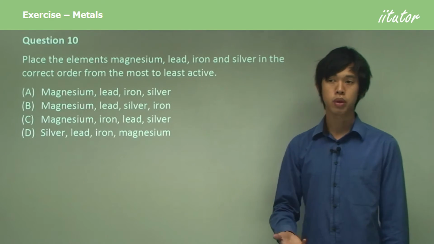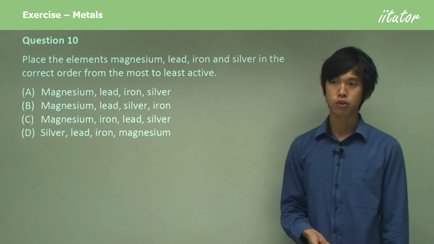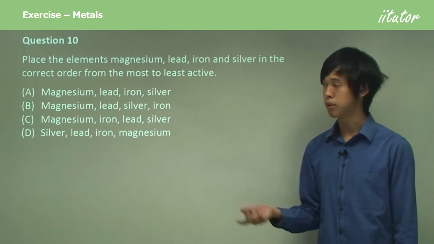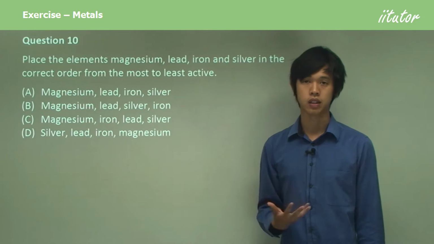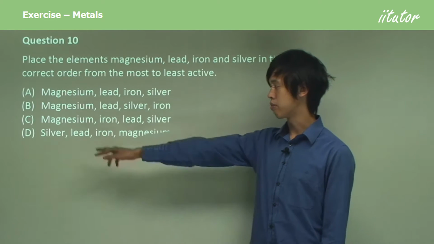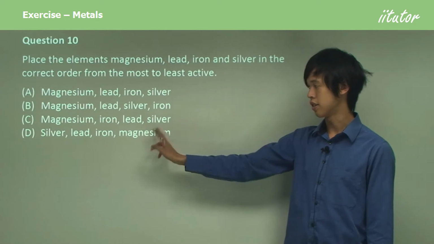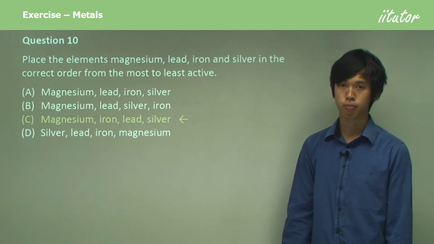Now, if we think about our water pipes, lead used to be used in water pipes, whereas you've never seen an iron water pipe. And the reason for that is because lead doesn't react with water, but iron does. So that means that iron must be more reactive than lead. So if we look at it, magnesium is the most reactive, followed by iron, followed by lead, and silver is the least reactive. So C is our correct answer.